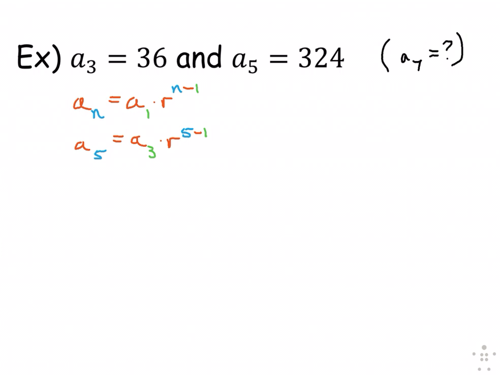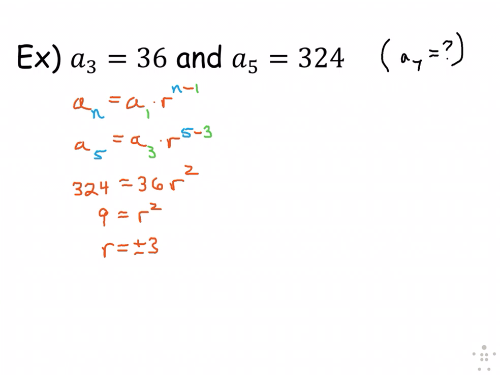Which makes sense because if I'm starting at the 3rd term, then I only need 5 minus 3 r's to get to the 5th term because I'll have a sub 3 times r to get to the 4th term, and then the 4th term times r to get to the 5th term, or 2 r's multiplied together. Substituting in, we get the following equation. Divide both sides by 36. Solve for r by taking the positive and negative square root of both sides.